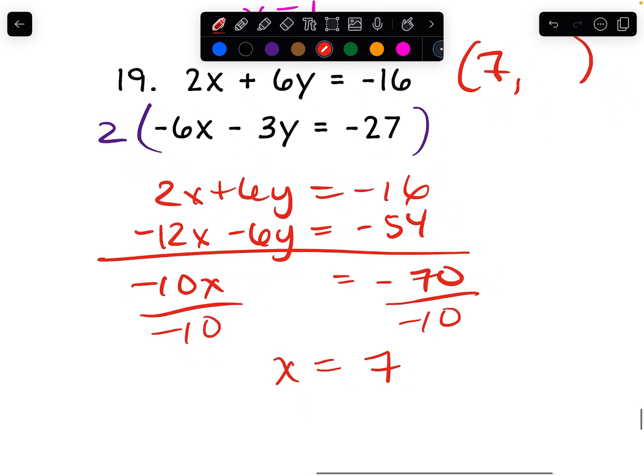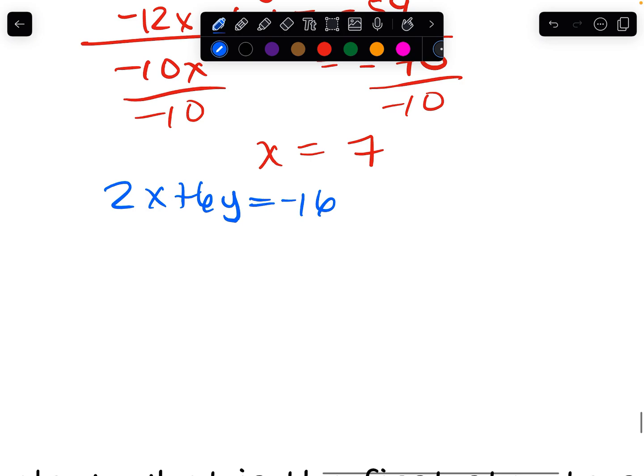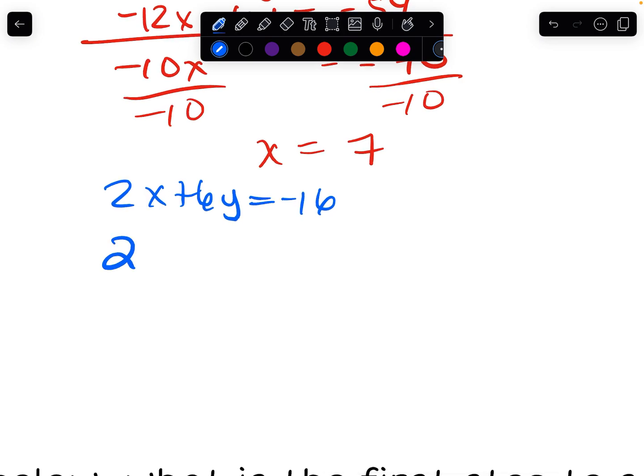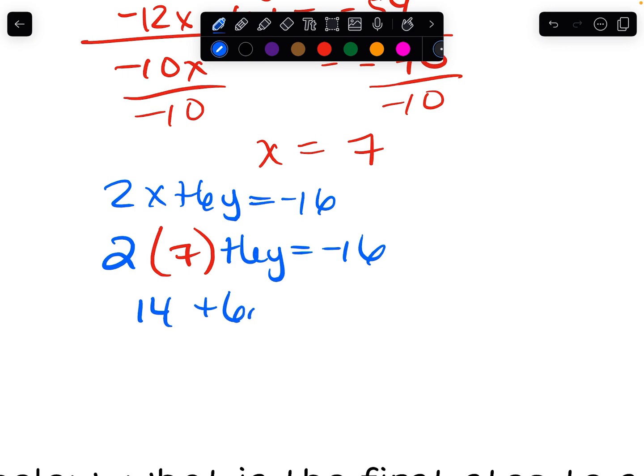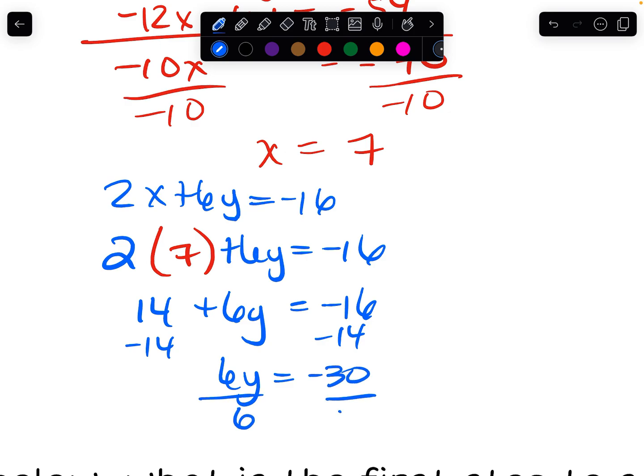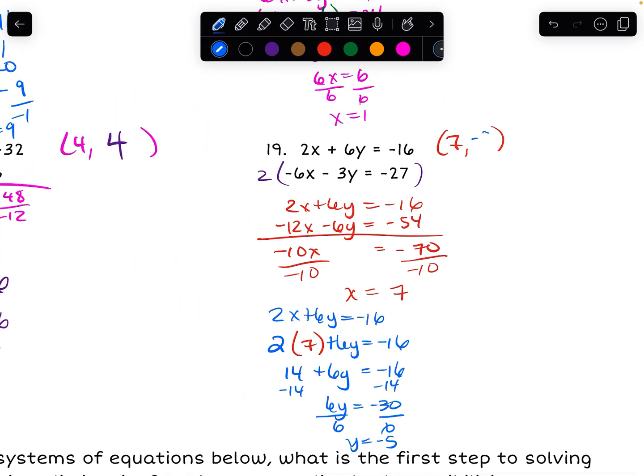Okay, I'm going to plug it into the first equation. Why? Because there's no negatives. 2x plus 6y equals -16, I mean there is, but not as many. So 2 times 7 plus 6y equals -16. So 14 plus 6y equals -16. Subtract 14: 6y equals -30. Divide by 6, and y equals -5.